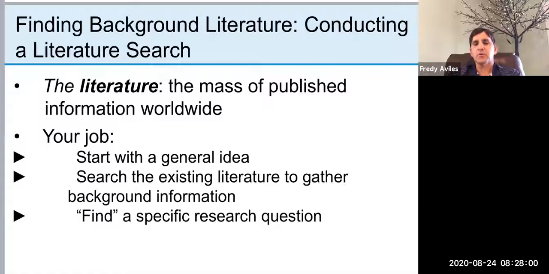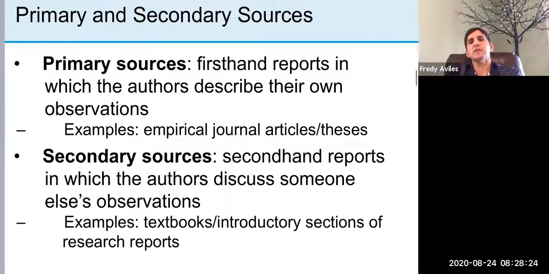So your job is to start with a general idea, and I've explained that, right? And then search the existing literature to gather background information. But when you're searching for something, eventually you want to do some reading and narrow it down to a specific research question. I mentioned that before. You eventually want to narrow it down. You want to focus.